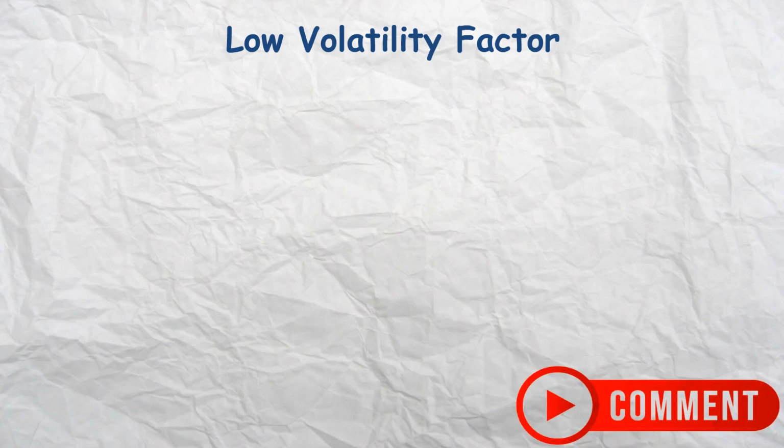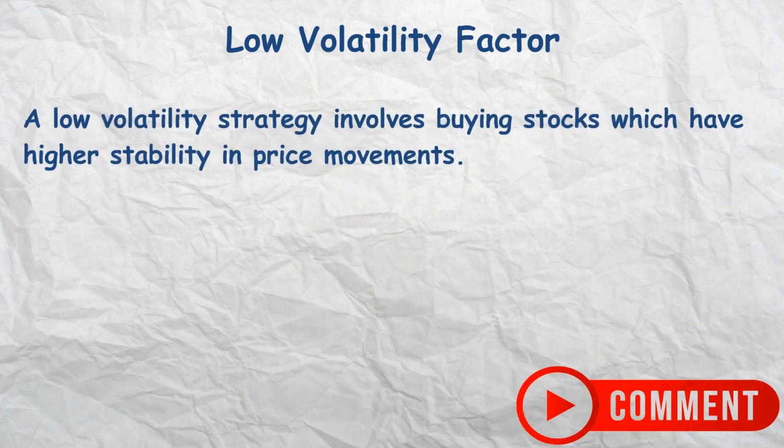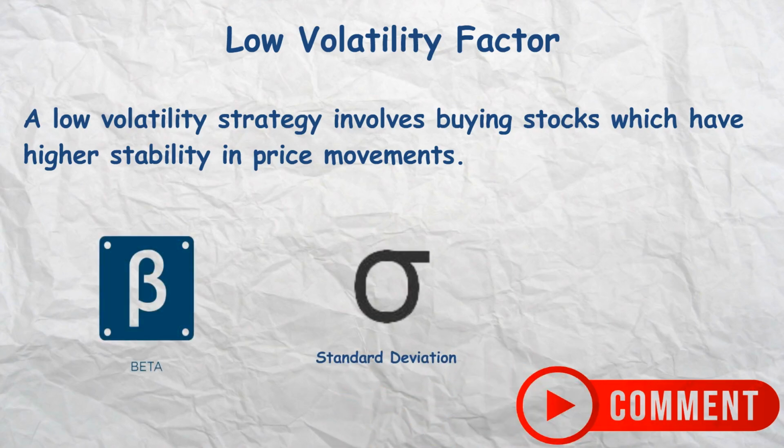A low volatility strategy involves buying stocks which have higher stability in price movements. Commonly used descriptors to identify low volatility stocks are beta and standard deviation. Why does the low volatility strategy work?